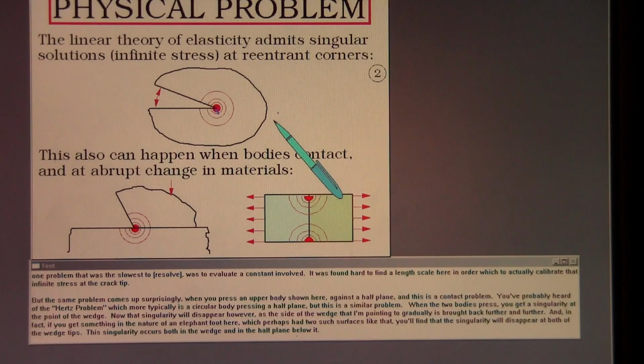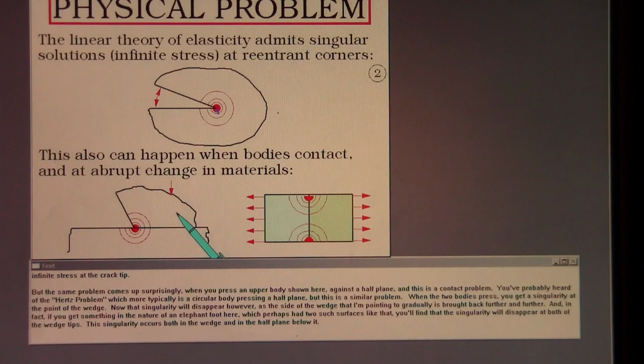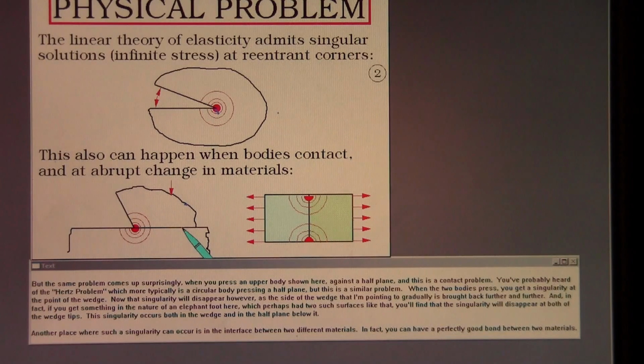But the same problem comes up, surprisingly, when you press an upper body, shown here, against a half plane. And this is a contact problem. You've probably heard of the Hertz problem, which more typically is a spherical body pressing a half plane.